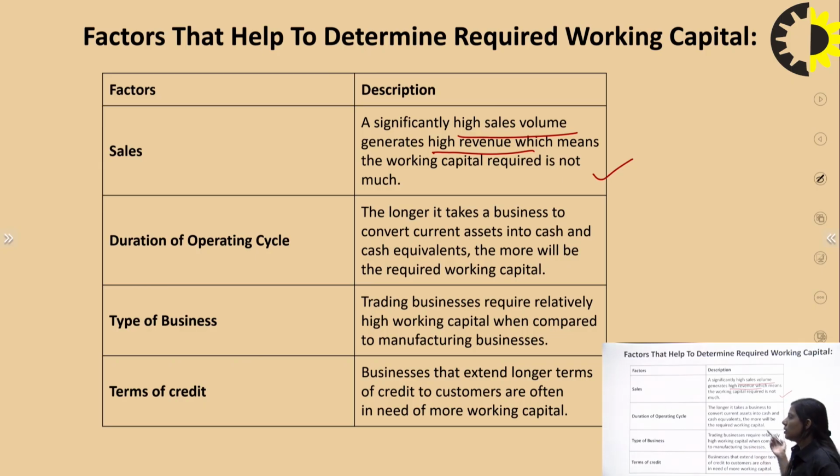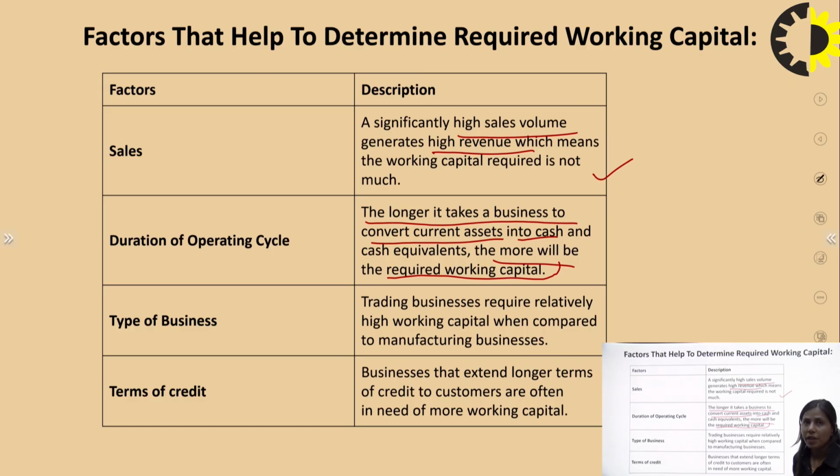Now talking about the duration of an operating cycle, the longer a business cycle takes, the current assets will also be equivalent. The more it will be, the more working capital is required. So when we have to convert the current assets and it takes a longer time, more working capital will be required. Okay, so this is how we are calculating the duration of an operating cycle. It means the longer it takes a business to convert the current assets into cash, the more time it takes, which will be required as working capital. So it will be a more required capital.